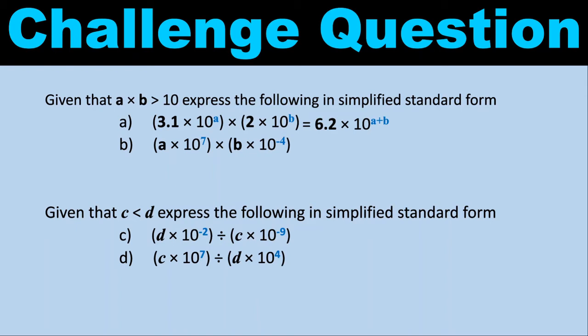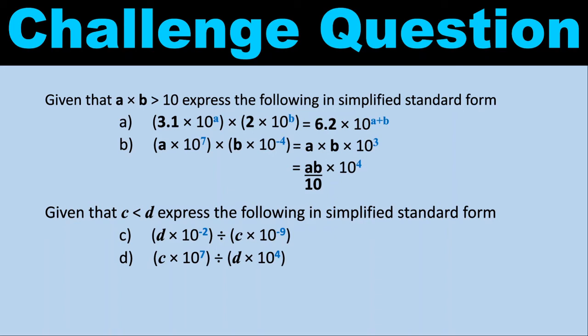If I follow the same method for question B, however, I'll multiply my two non-base 10 parts together, so A times B, AB, and then I'll multiply that by the base 10 solution. Once again, I'm multiplying two terms with the same base, so I can add the indices. 7 plus negative 4, that's going to be 3. And A times B, I'm told, is greater than 10, so I can't leave this as AB times 10 to the power of 3. I'm going to need to divide that answer by 10 to move my decimal over one place. So I'll make that AB over 10 times 10 to the power of 4 now. To compensate for the fact that I divided by 10, I must multiply by an extra 10.